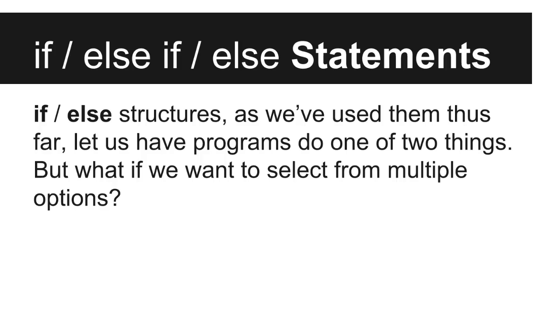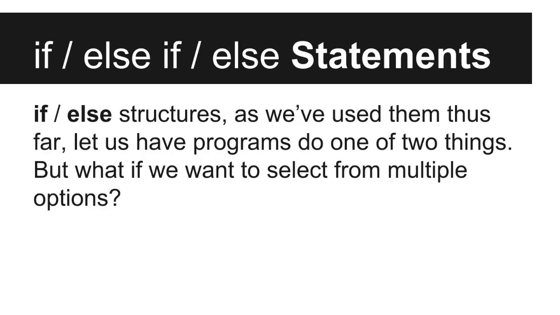When we left off, we were talking about using the if and else structure to have a two-part decision-making process, which is to say that we have some condition. If that condition is true, we do one thing. If the condition is false, we do another thing. Suppose, though, that we want to select between multiple options.